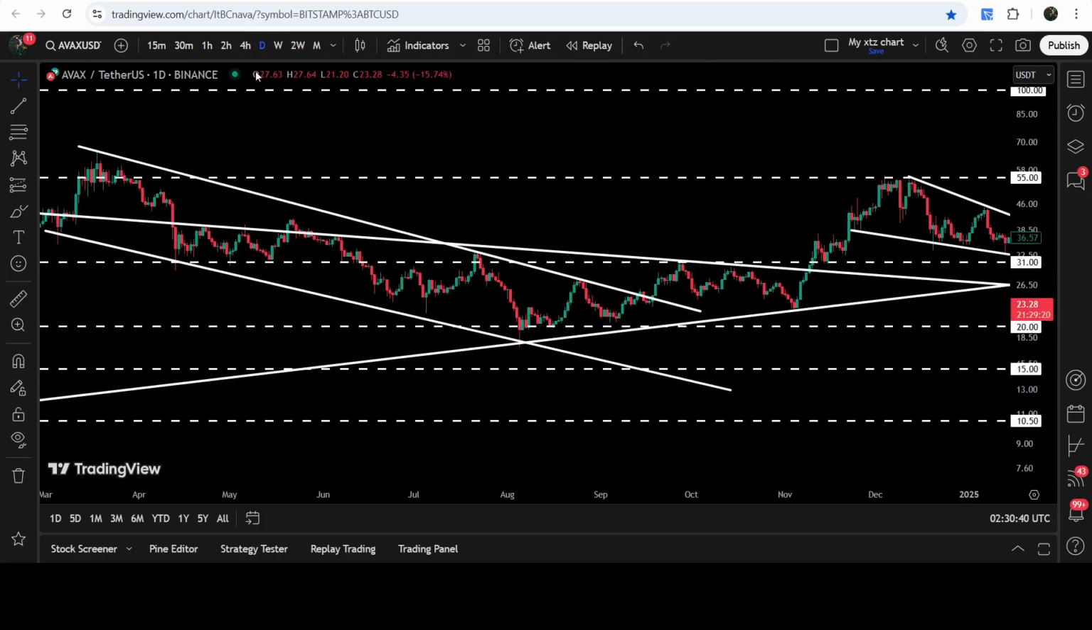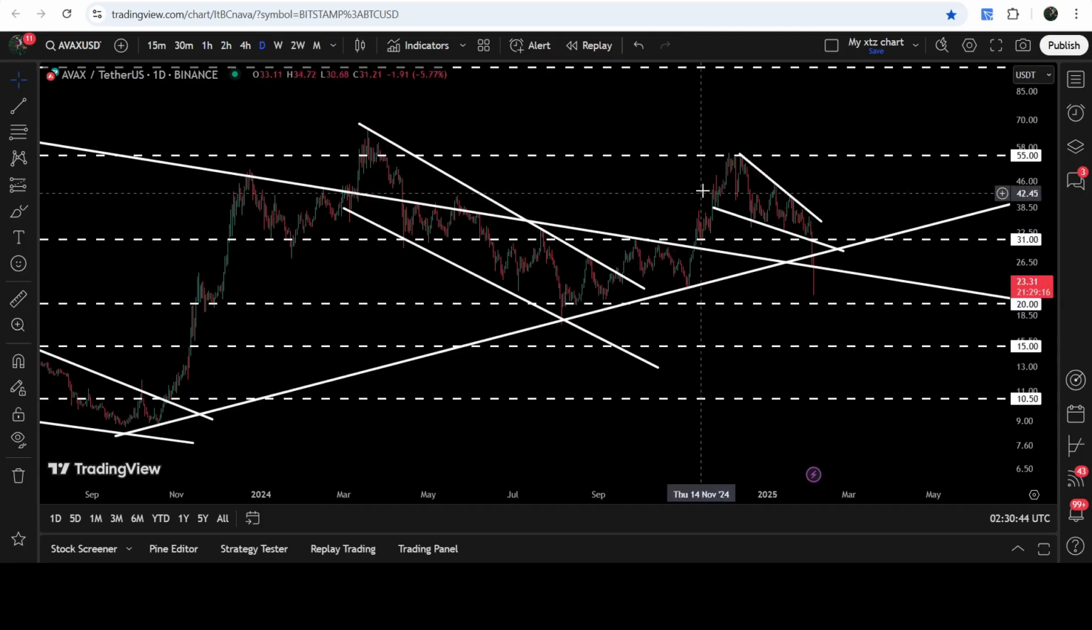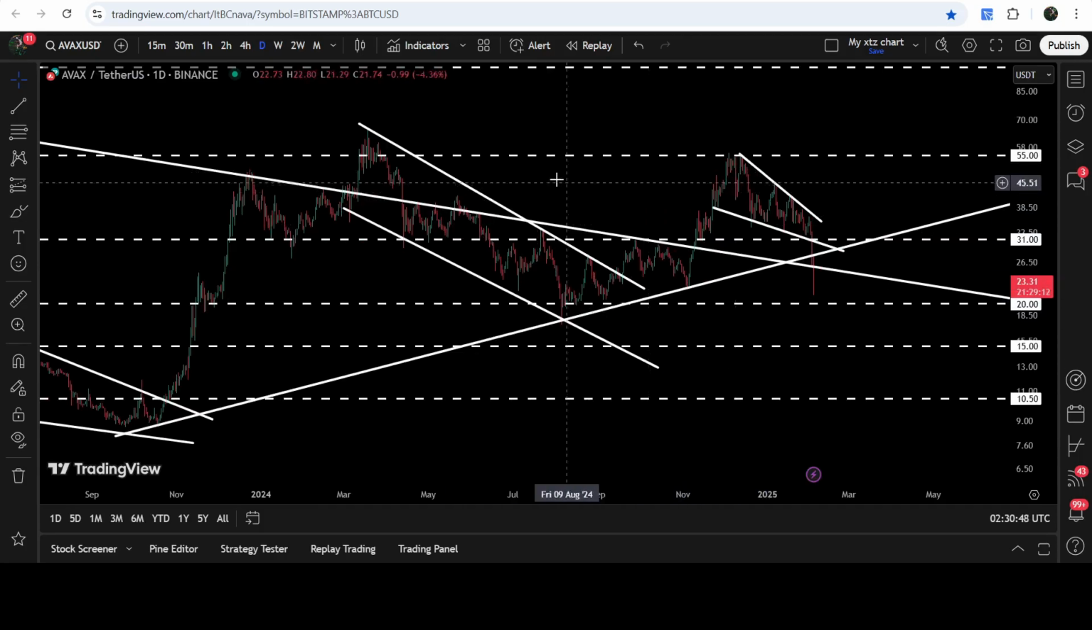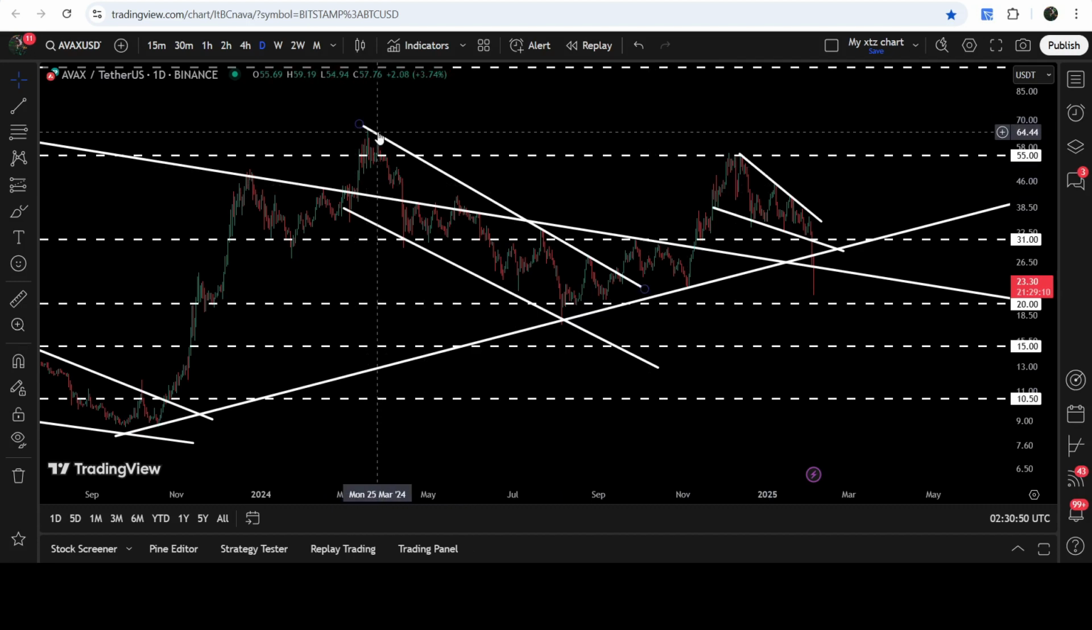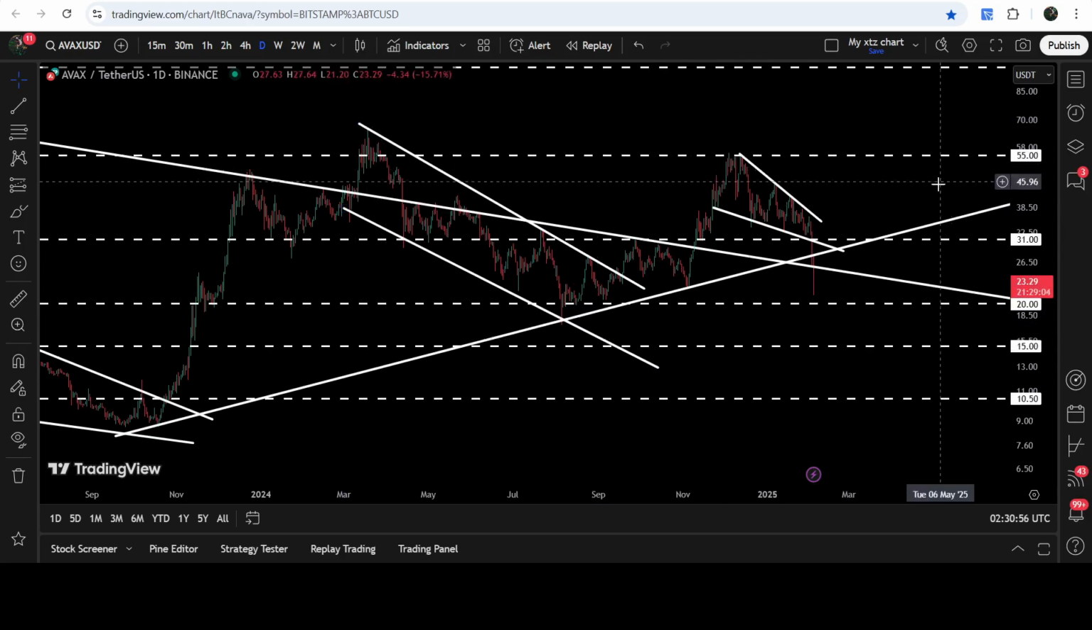Now, if we take a look at the previous breakout from this channel, after the breakout we had a nice short rally, but so far the price did not hit the target for the breakout from this channel. That technical target is here at the top of the channel, approximately at $64. If the price reaches there, then we can break out all these resistance levels.